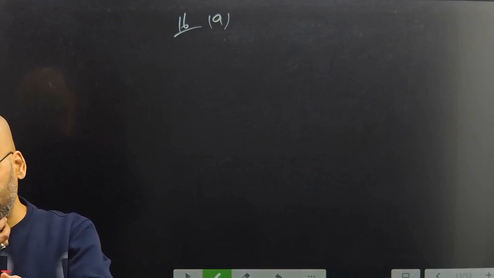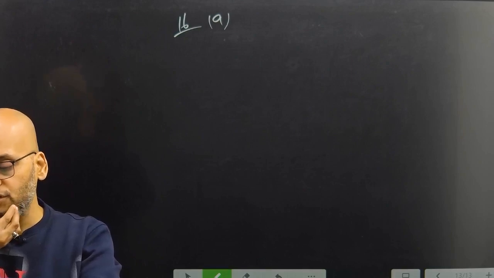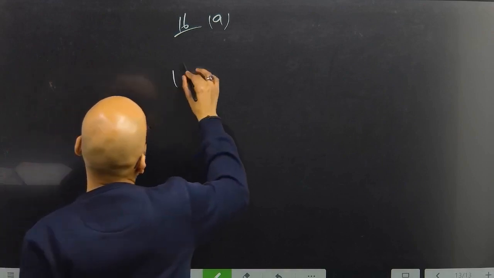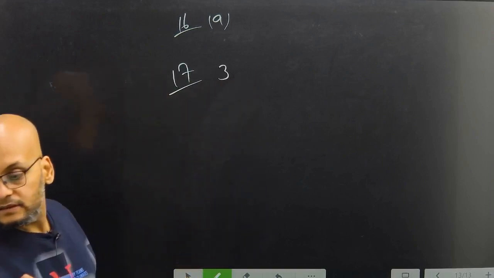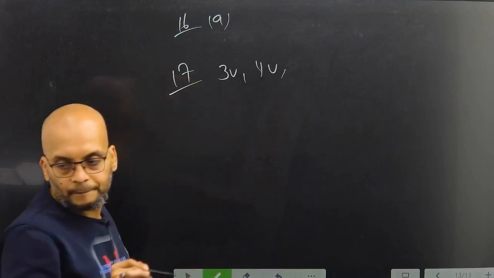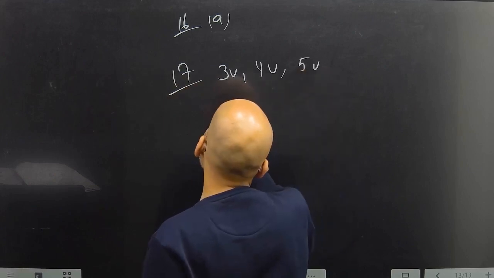Next, direct question, guys, direct formula feeding. Velocities of 3 molecules are given. You need to find the RMS speed. You can apply root mean square. It is given as 3V, 4V, 5V.